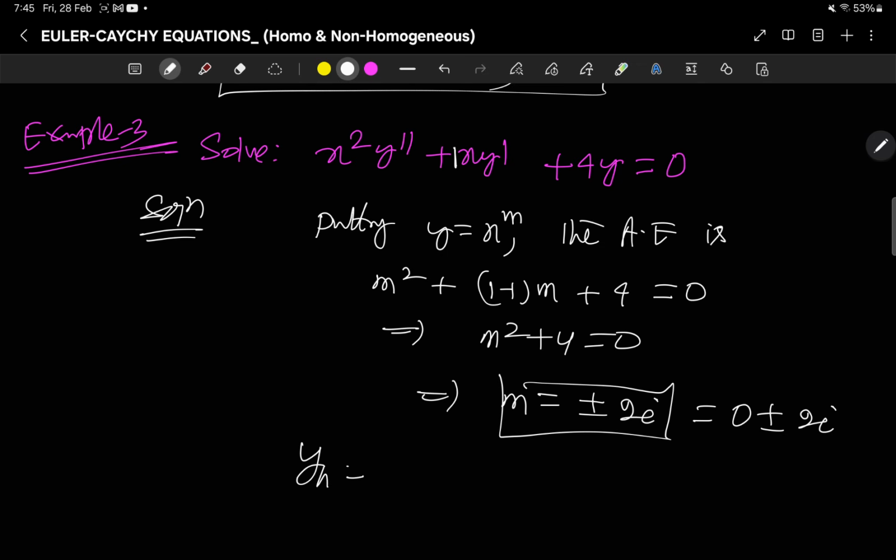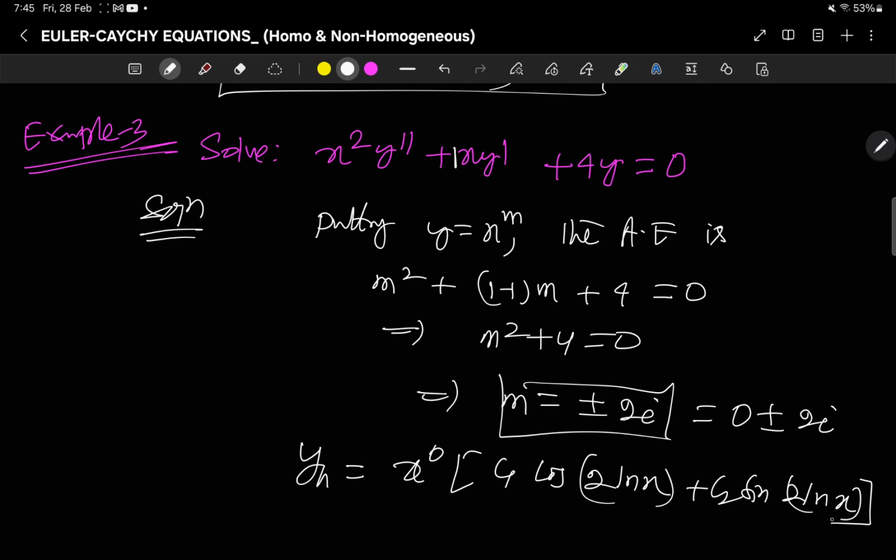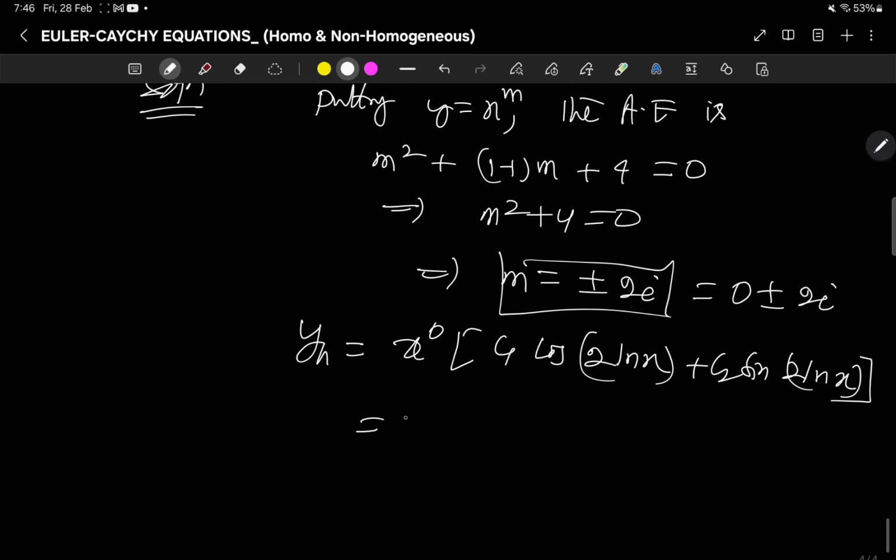So y homogeneous is x to the power alpha, c1 cos beta ln x plus c2 sin beta ln x. Beta is here 2. So that will be c1 cos of 2 ln x plus c2 sin of 2 ln x. So this is the answer.